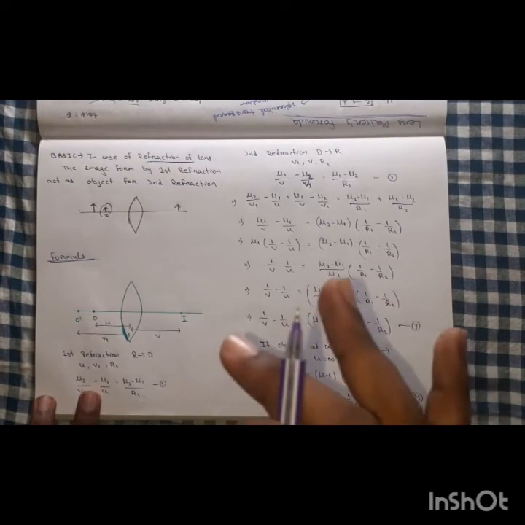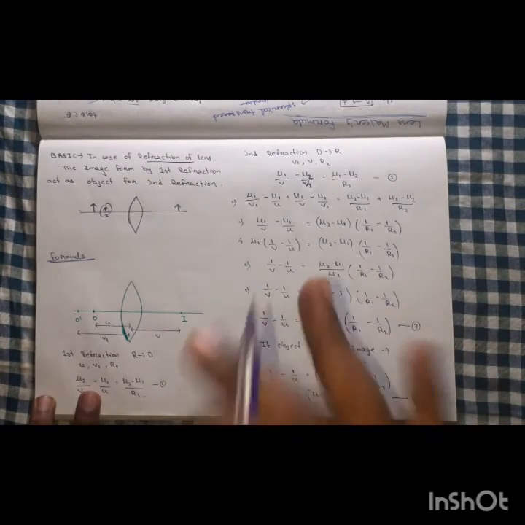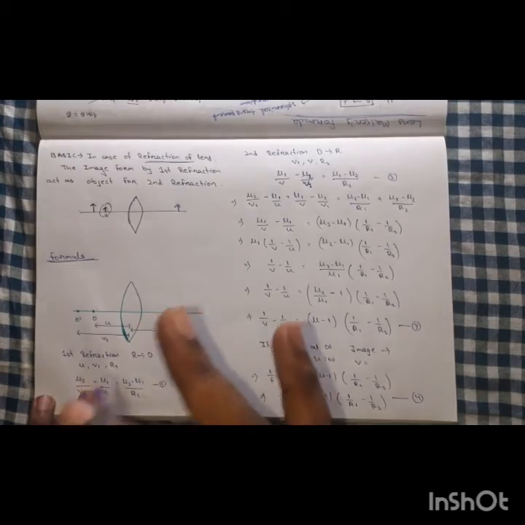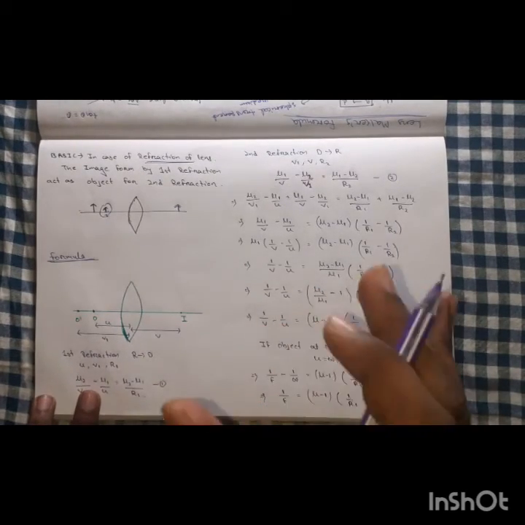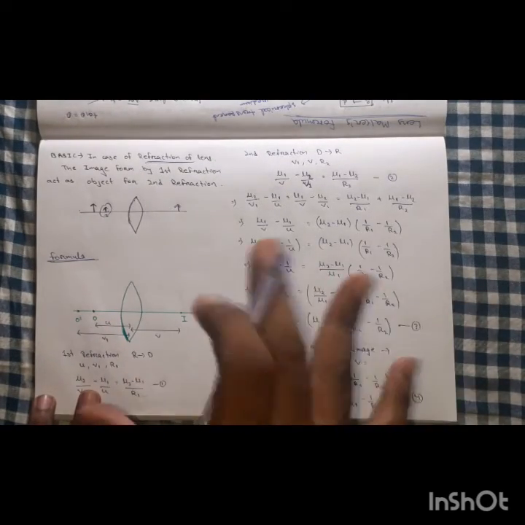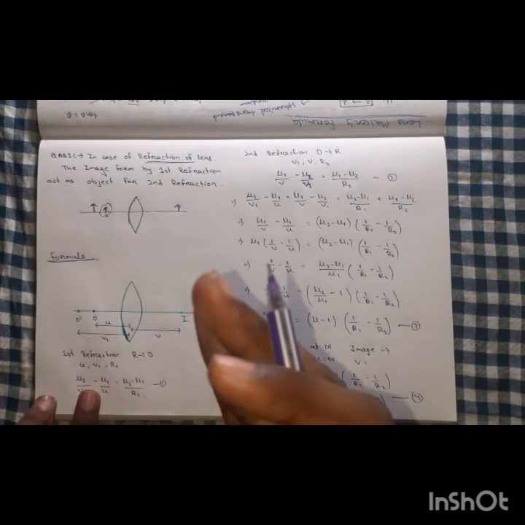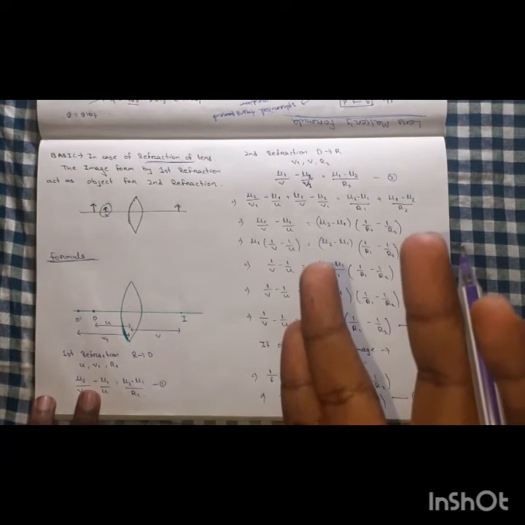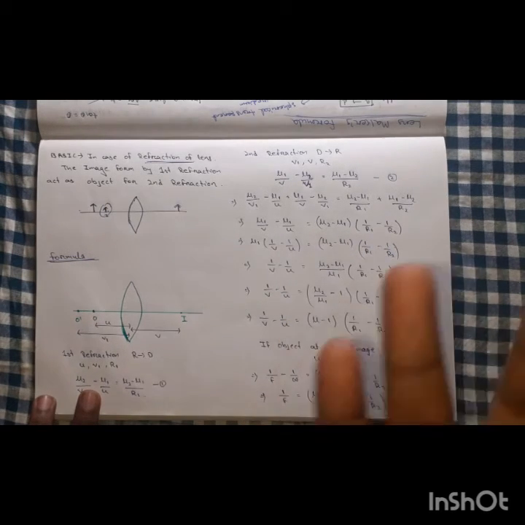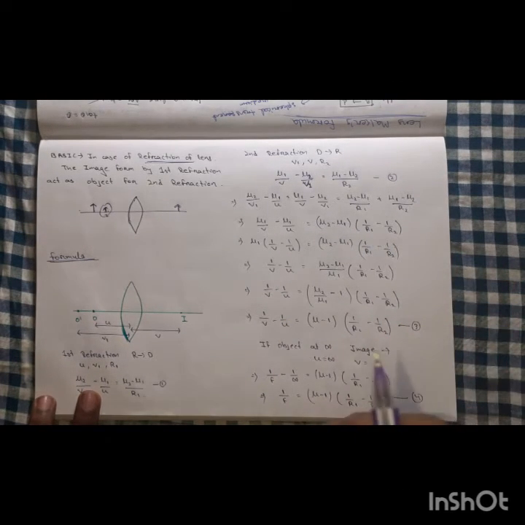If you understand this basic idea, then you can go for thousands of numericals on the basis of refraction by a lens. Okay, so don't be bored. If you are bored, then I can't tell any joke in this video. I will try to joke at the last. Okay, then listen carefully.